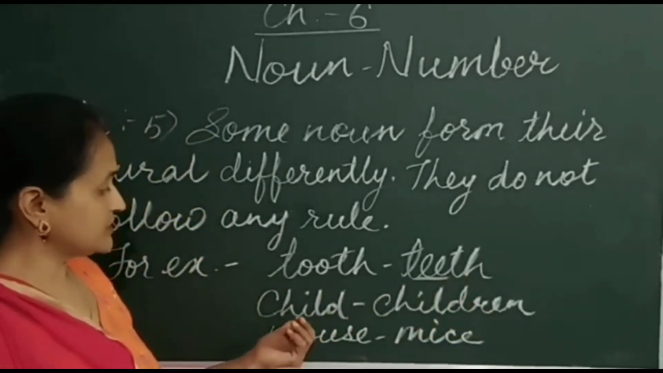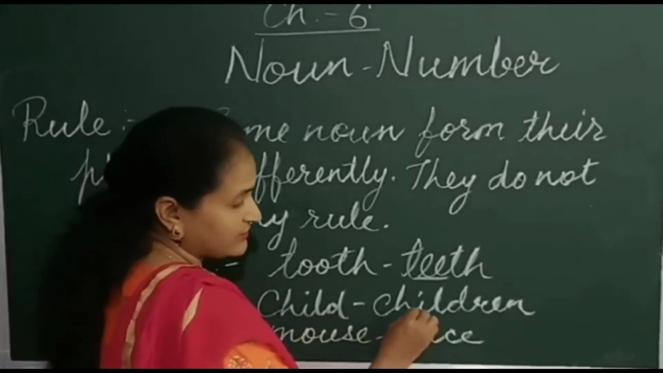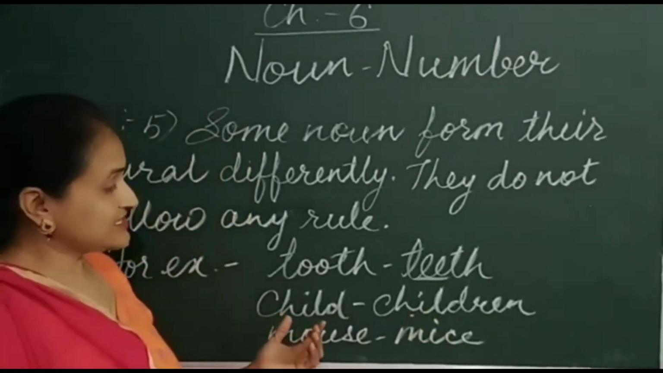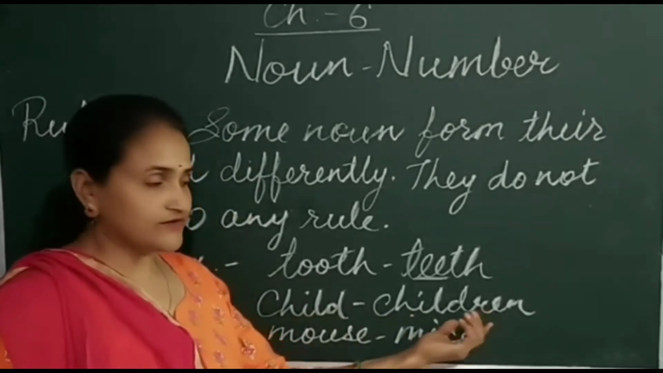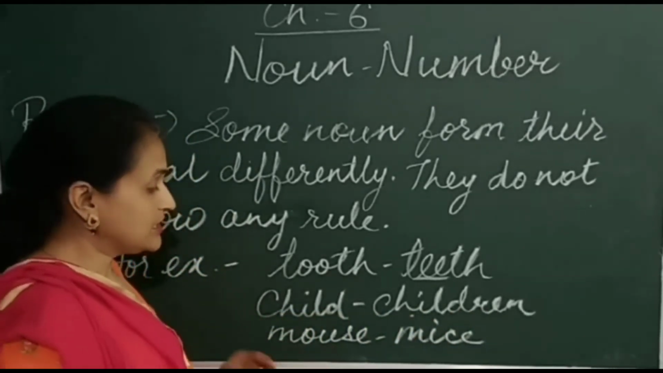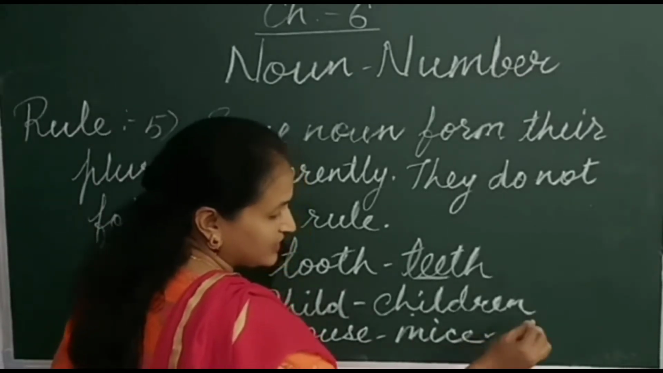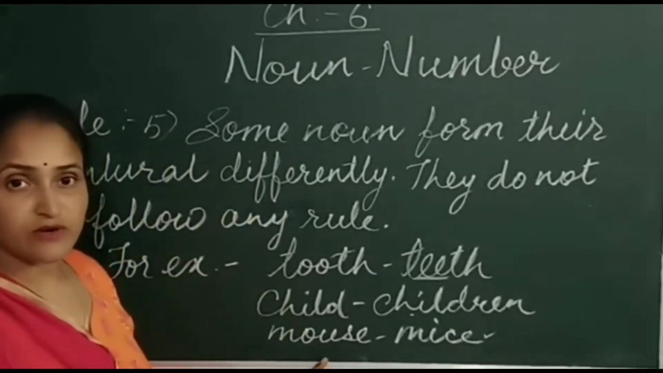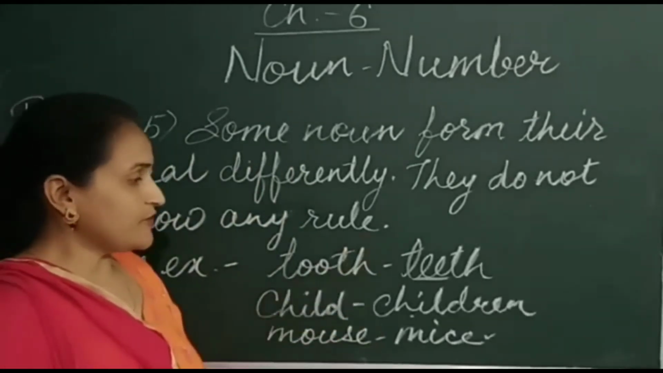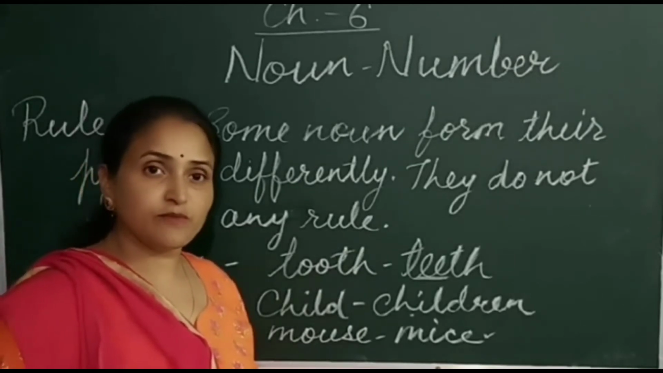See the word child. The plural of the word child is children. So it is completely different from the word child. The next example is mouse. The plural of the word mouse is mice. It is also completely different from the word mouse. So these types of nouns and their plural forms, you have to keep in your mind because they do not follow any rule.